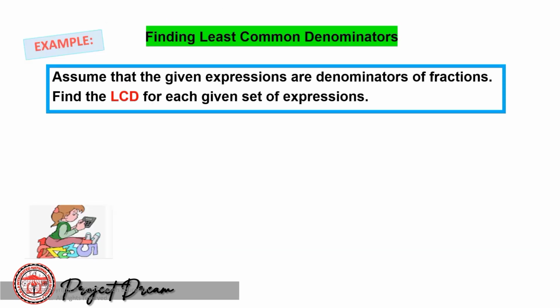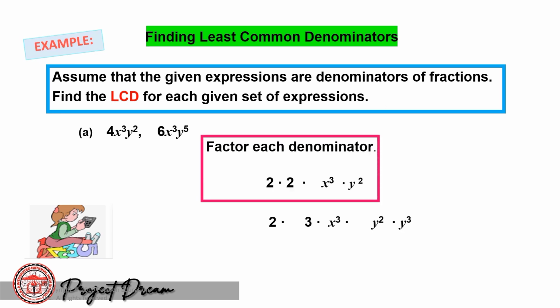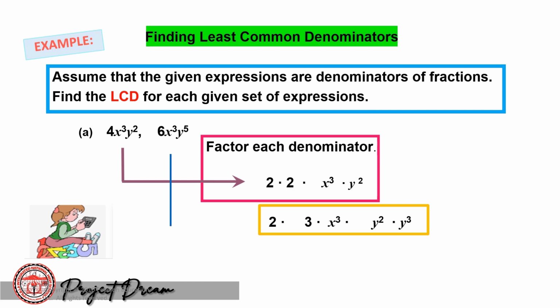Let us have our next example. Assume that the given expressions are denominators of fractions. Find the LCD for each given set of expressions. 4x cubed y squared and 6x squared y to the 5th. Factor its denominator, and factoring, we have 2 times 2 times x cubed times y squared. Okay. Factoring 6x squared y to the 5th, 2 times 3 times x squared times y to the 5th.